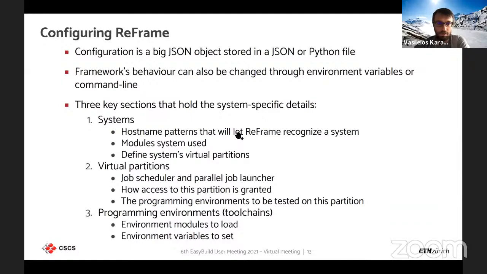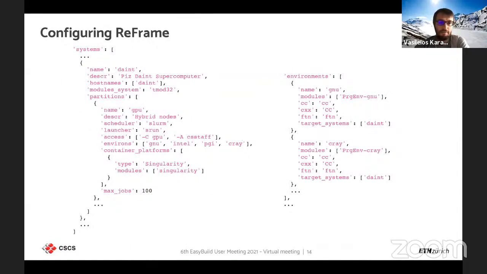I'm going to jump into an example. So here is an excerpt from an actual configuration of the system. We're going to see all this in detail in the tutorial. But here, for example, you have a system. You give it a name. Then the host names that correspond to that system, so the framework can pick up the right configuration entry. The module system used for that system, and then you start defining different partitions.